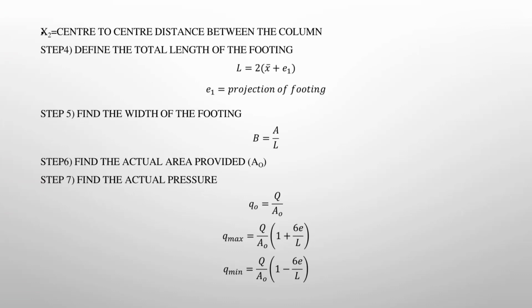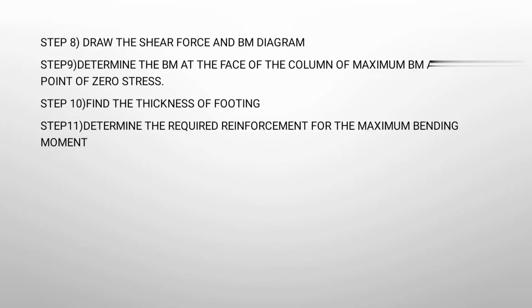Next step is to find the actual pressure, that is small q0 equal to capital Q divided by A0. So Q max equal to capital Q divided by A0 into 1 plus 6E divided by L, while Q minimum equal to capital Q divided by A0 into 1 minus 6E divided by L. Next step, after calculating the actual pressure, is to draw the shear force and bending moment diagram.